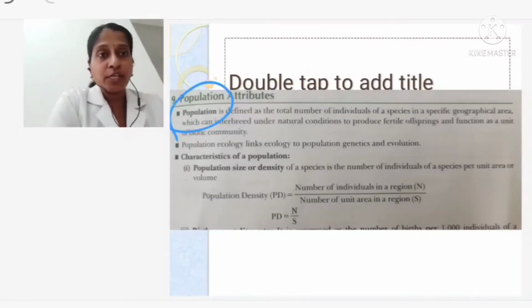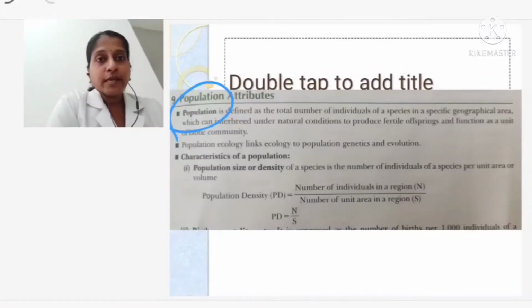What is a population, isn't it? Population is defined as the total number of individuals in one specific geographical area. For example, in Patripala, what is the population? In that geographical area, how many individuals are living? That is what we call population, isn't it?